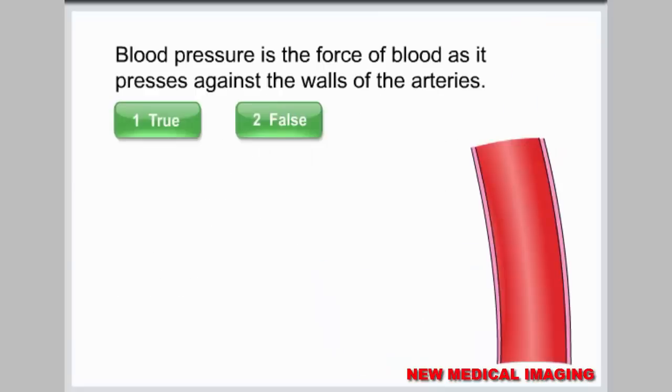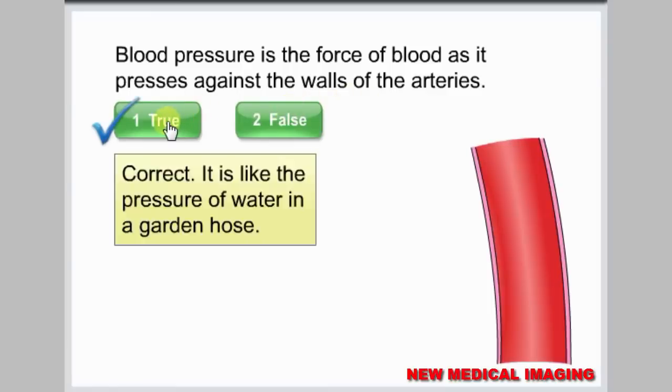Blood pressure is the force of blood as it presses against the walls of the arteries. Select true. Correct. It is like the pressure of water in a garden hose.